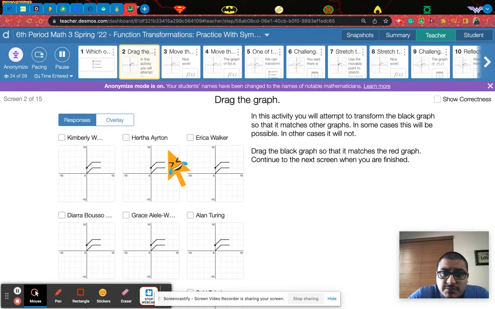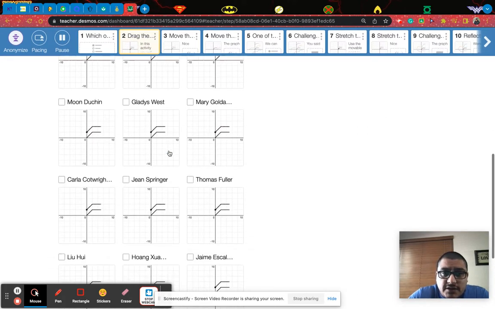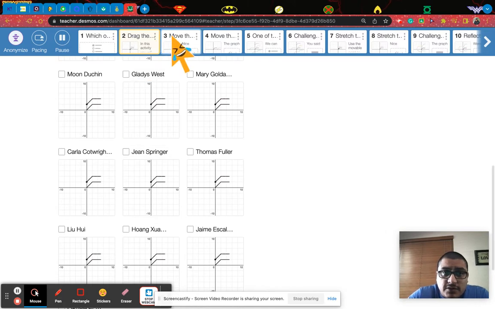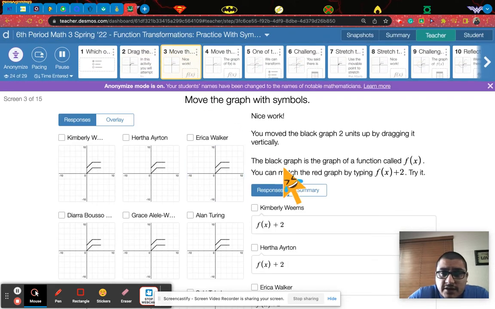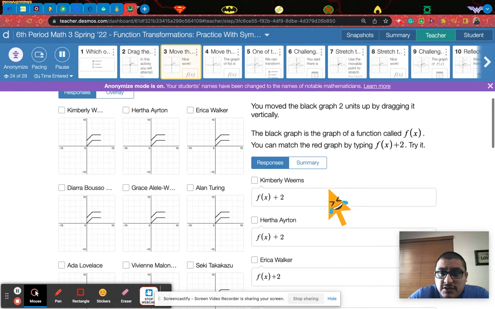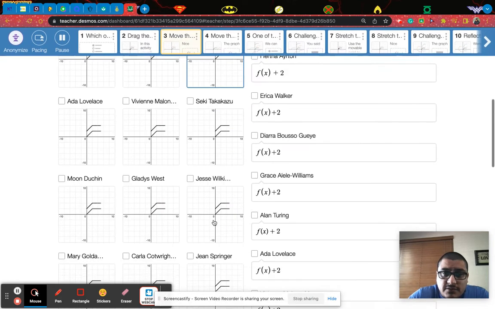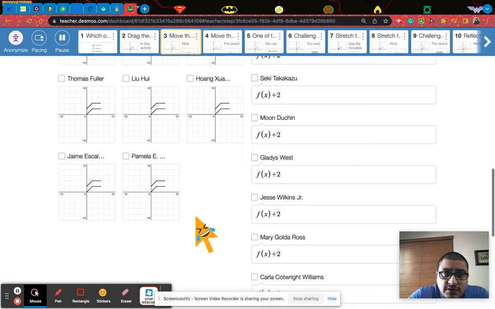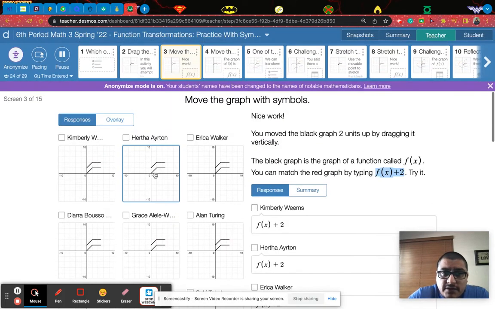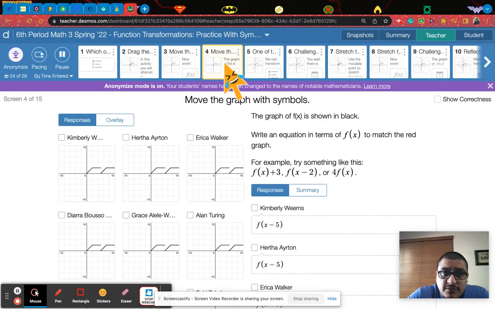Okay, number two was pretty much just dragging it up. But when you can't drag it, when you have to change the equation, it gives you this suggestion here, and the plus two would move it up two, and so that's what would get you to cover up the red function.